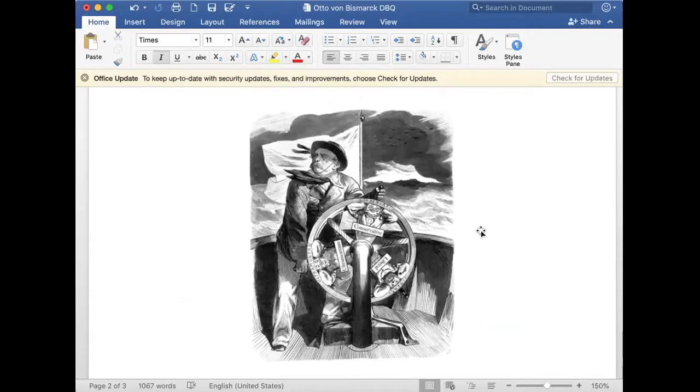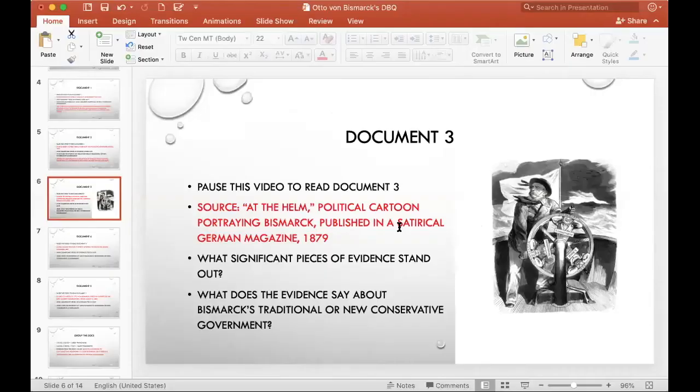So again, we're making fun of Bismarck because it's a satirical magazine, but it tells us how Bismarck favored aspects of different parties as part of his new conservatism. That's what it's telling us. So he takes pieces of different political parties and puts them into his own ideology and what he defines this new conservatism as. So I'm going to go to my PowerPoint, which would be on your paper.